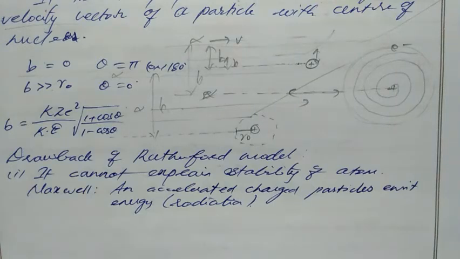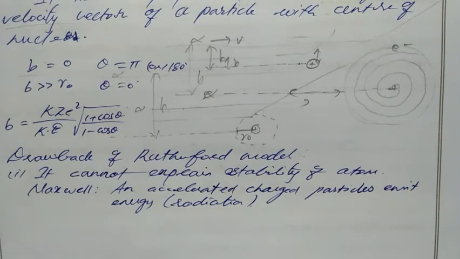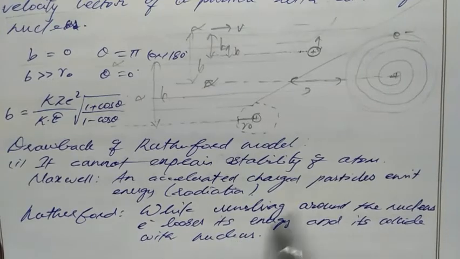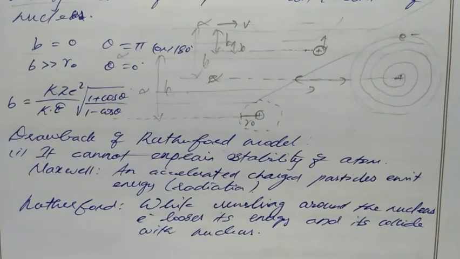It will collide with the positive charge. So while revolving around the nucleus, the electron loses its energy and collides with the nucleus. If this happens, then we cannot explain the stability of the atom. The atom will not be in a stable mode. So this is one drawback of the Rutherford model.